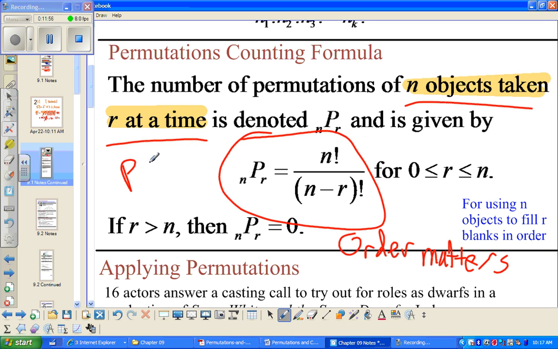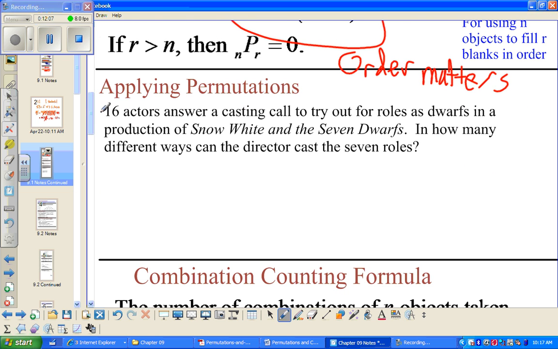Another notation you might see is P parenthesis n, r. It's very common. It means the same thing. This is when order matters. So, for instance, here's an example. 16 actors answered a casting call to try out for roles as dwarfs in the production of Snow White and the Seven Dwarfs. In how many different ways can the director cast the 7 roles?